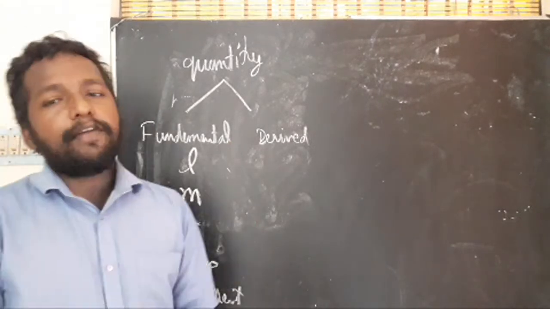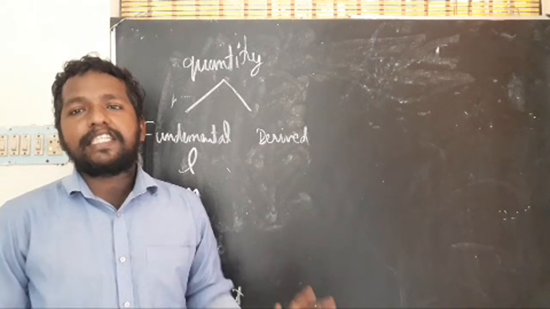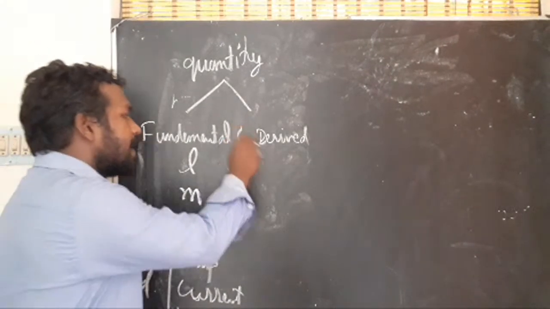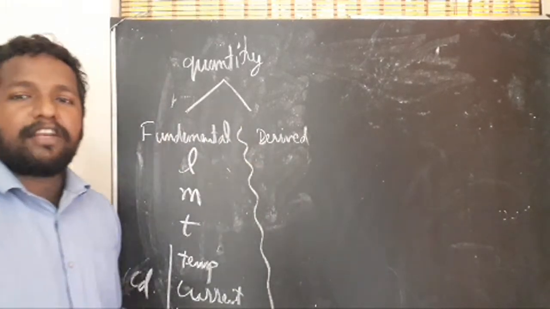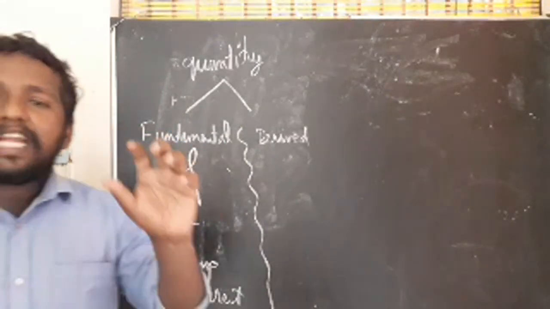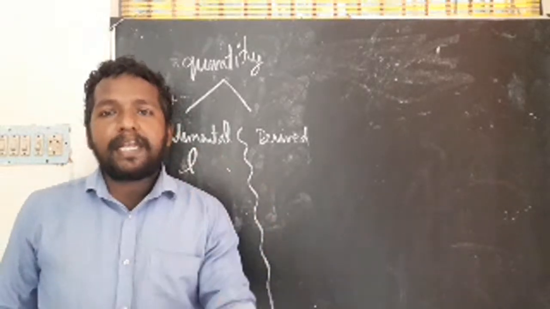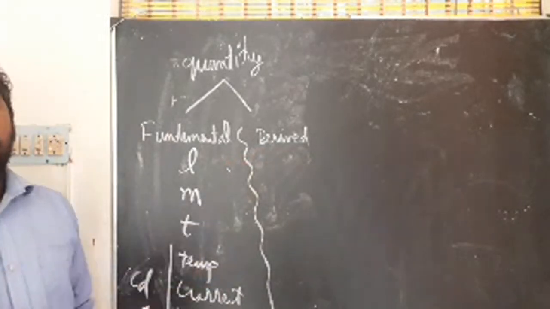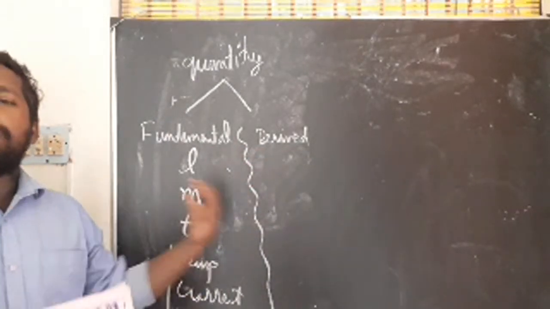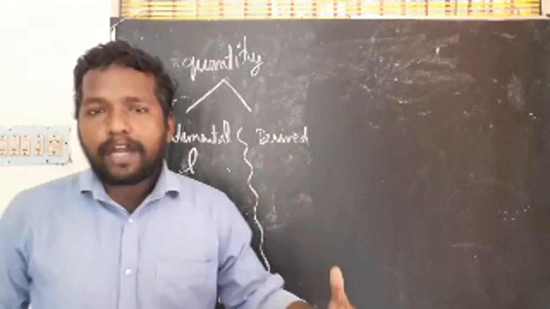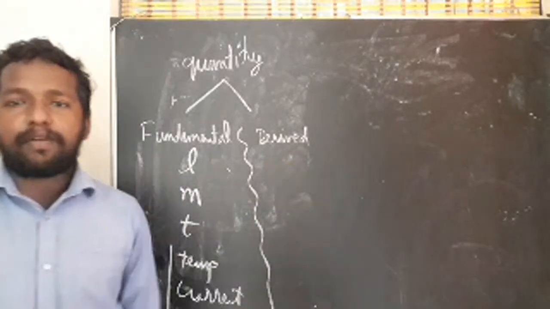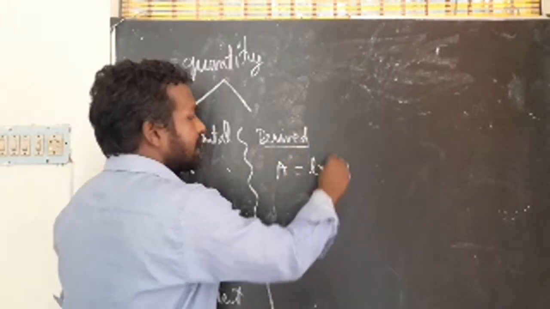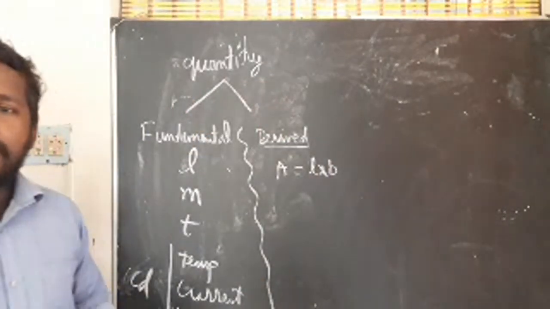Derived quantity, derived unit also we can say. Other than the fundamental quantities, everything is a derived quantity. A fundamental quantity is an independent quantity; it does not depend on any other quantity. But a derived quantity depends on the fundamental quantities, on 2 or more fundamental quantities. For example, area is length into breadth, which depends on 2 fundamental quantities, so that is a derived quantity.